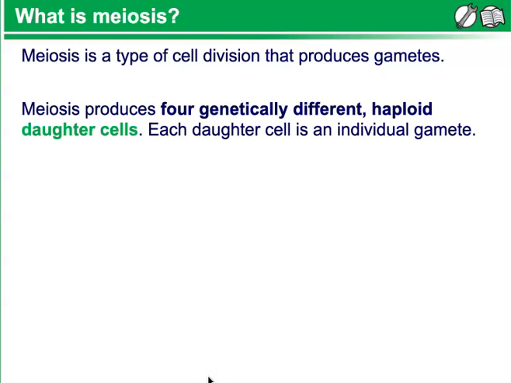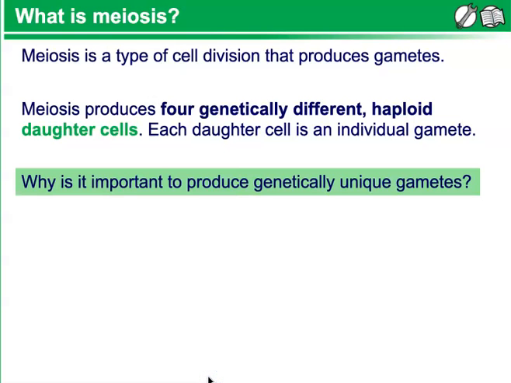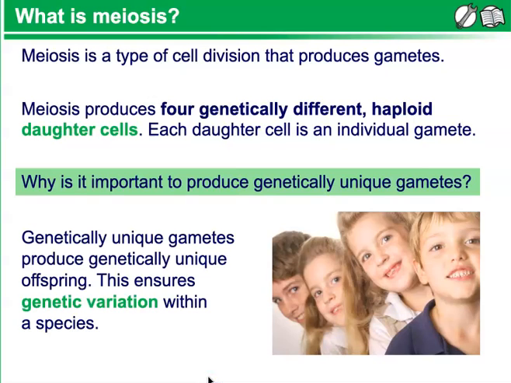So what is meiosis? Meiosis is a type of cell division that produces gametes. Meiosis produces 4 genetically different haploid daughter cells. Each daughter cell is an individual gamete. So why is it important to produce genetically unique gametes? Genetically unique gametes produce genetically unique offspring. This ensures that genetic variation within a species occurs.